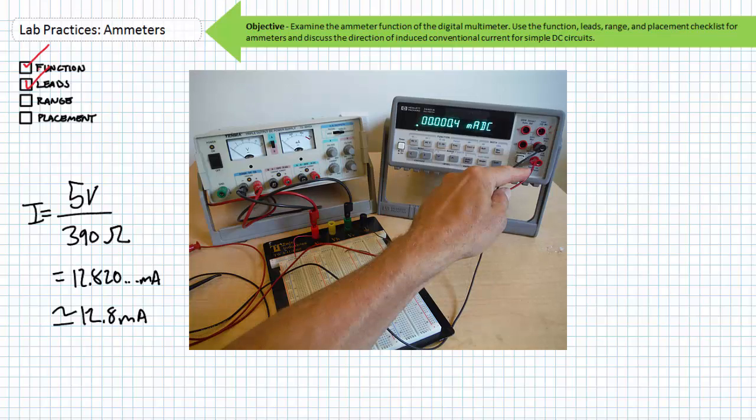Red lead into the red hole indicated with an I, the conceptual shorthand for current, written next to it. Additionally, we can tell this is the current input because there's a 3 ampere current rating on it. This is our indoor for conventional current.